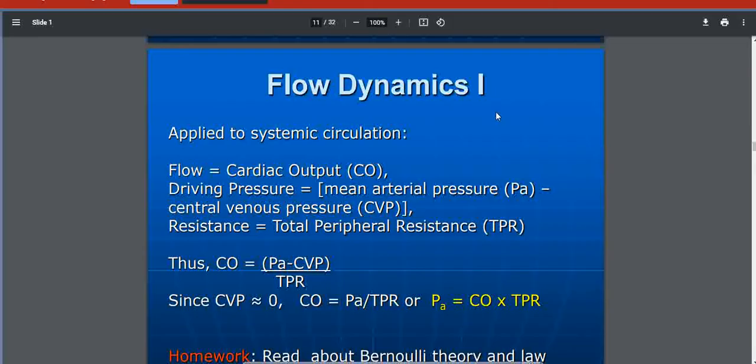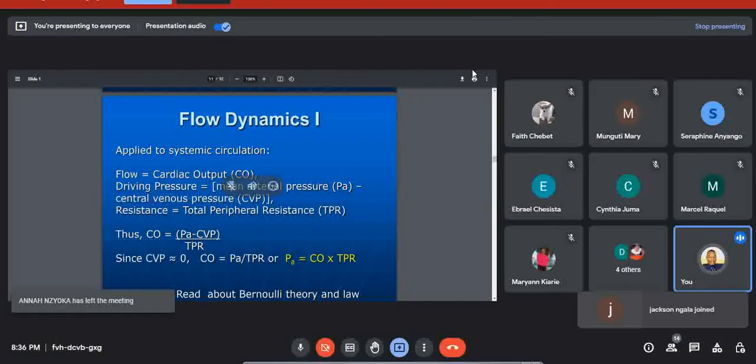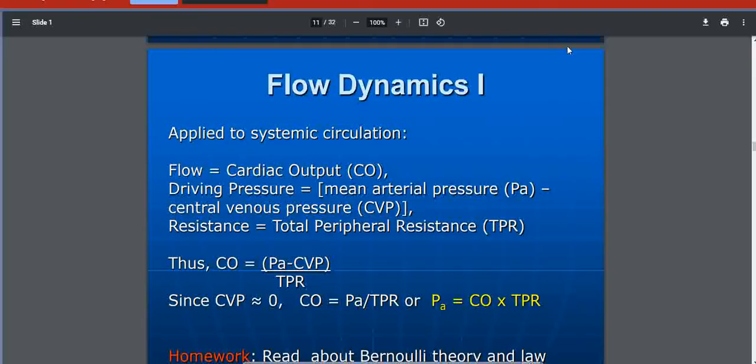Anybody with the answer? Okay, assumingly you will learn about that and then you get to know it. But you know the central veins, where to get them, right? Yeah, you know the jugular veins and all that.